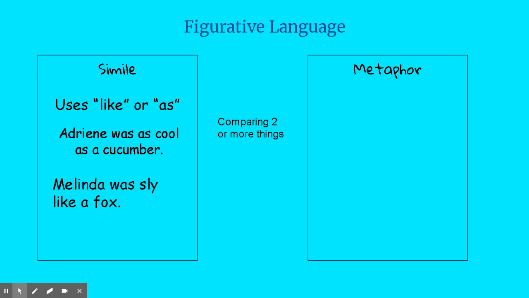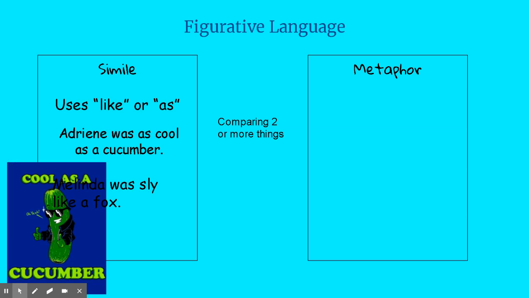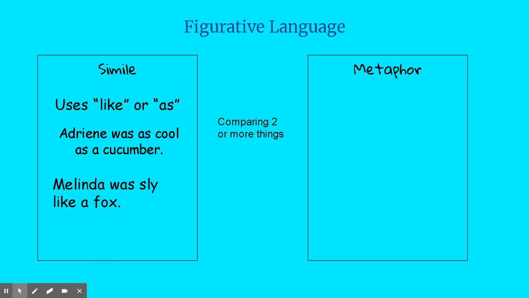My first sentence, Adrian was as cool as a cucumber. So I have to compare two things. And in that sentence, I'm comparing Adrian to a cucumber. But does the sentence mean that she's cool? Like she's snapping her fingers saying, oh yeah? That's obviously not what cool as a cucumber means. So we have to figure out then from the words around it, what the author is trying to tell us.